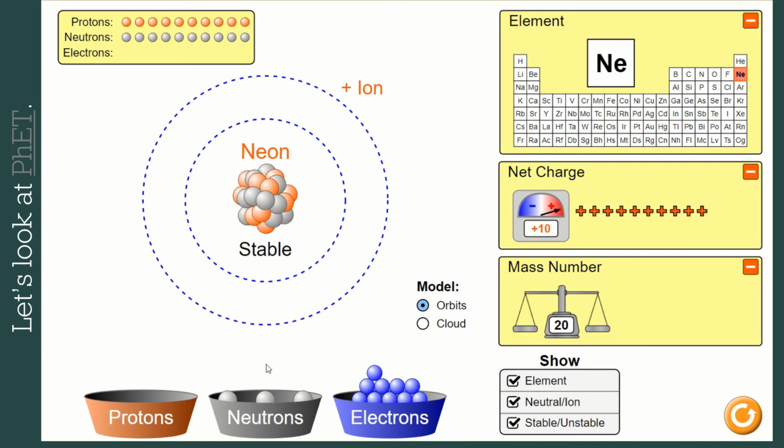You could remove neutrons, add neutrons, but again, this is a good way to visually see that an unstable nucleus is going to break apart. You saw it shaking, right? It's going to break apart.